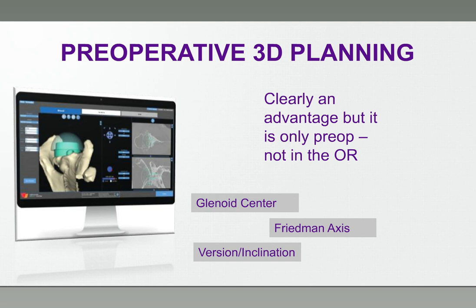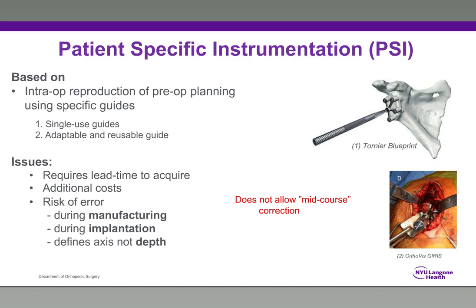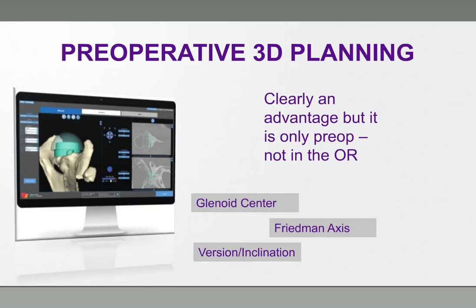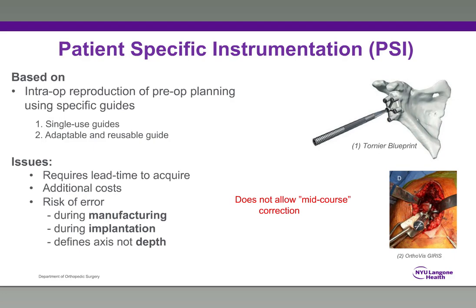The development of three-dimensional imaging on CT scanning was a help as well. The ability to use this advanced imaging combined with preoperative planning is a benefit. It allows you to choose the center of the glenoid, Friedman's axis, and determine what position of version and inclination you want to shoot for in the operating room. Now, however, I would point out that this is a preoperative planning exercise that you now have to reproduce in the operating room. So patient-specific instrumentation took it one step further.